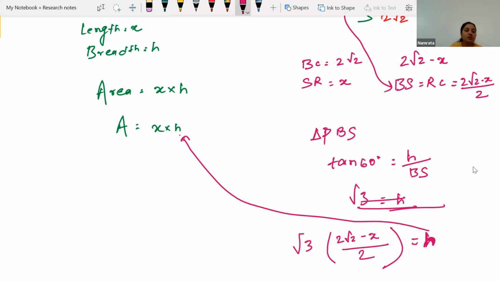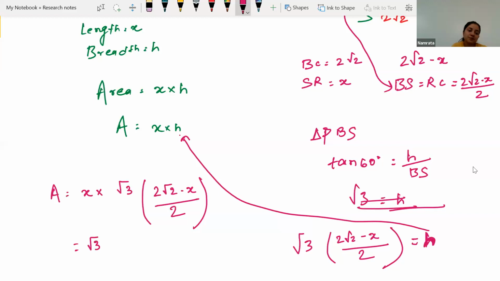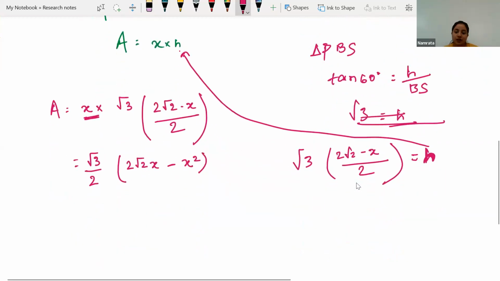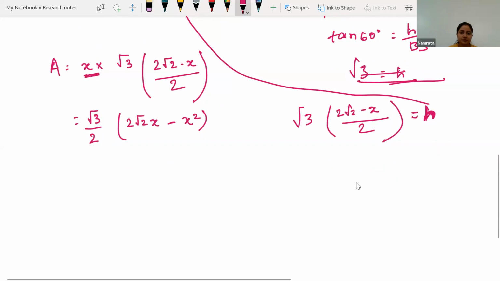Okay, let's do that. So we will be having area is equals to x multiplied with root 3 times 2 root 2 minus x by 2. Okay, this root 3 by 2, I am just keeping it aside for a while. So root 3 by 2, if we multiply x, we will be having 2 root 2 x minus x square. Okay, this x I have done the multiplication in the numerator and root 3 by 2 I have kept it aside. Is it clear so far?